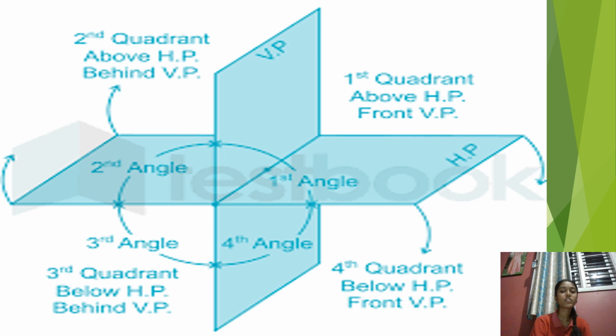Here is the quadrant system which is represented in the engineering drawing. As we all know, in the first quadrant, the HP and VP are represented, and the first quadrant is represented as above HP and in front of VP. In the second quadrant it is represented as above HP and behind VP, in the third quadrant as below HP and behind VP, and in the fourth quadrant as below HP and in front of VP. So this is the first angle, this is the second angle, this is the third angle, and this is the fourth angle.